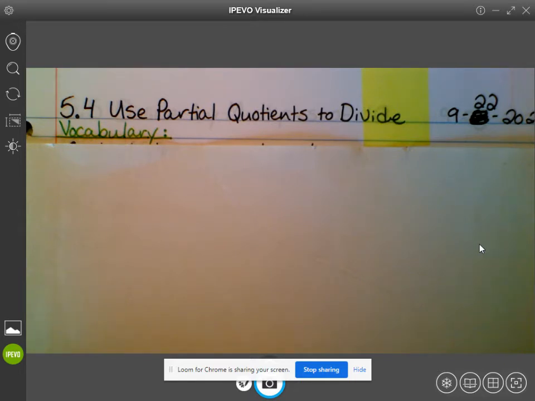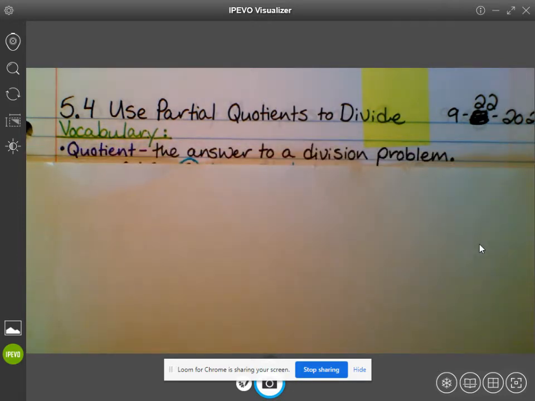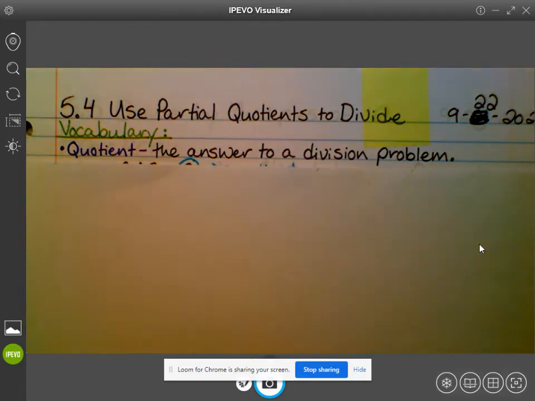Thanks. All right. Our word: quotient. And quotient is the answer to a division problem. We will have an example. So when we say quotient, we're talking about the answer to a division problem. Just like when we say product, that's the answer to a multiplication problem. A quotient is the answer to a division problem. And put a thumbs up when you've got this word and definition down.